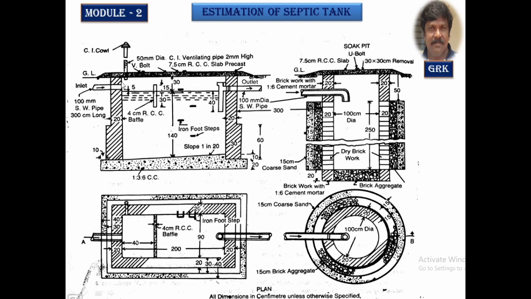This is the longitudinal elevation of the septic tank and the soak pit. This is the sectional plan of the septic tank and the soak pit. If you clearly read this and understand, then it becomes very easy for us to estimate the different items of this septic and soak pit.